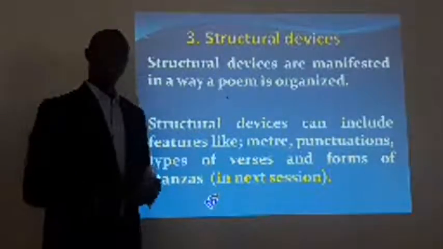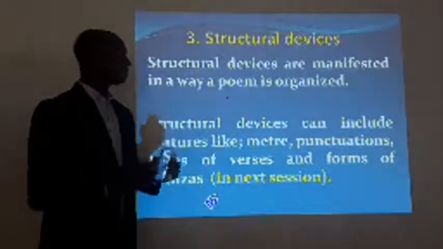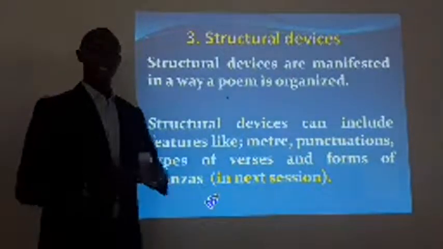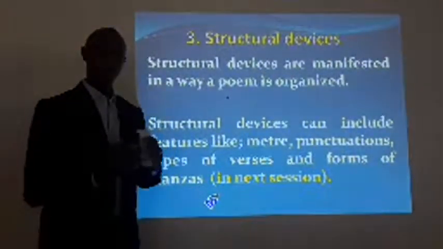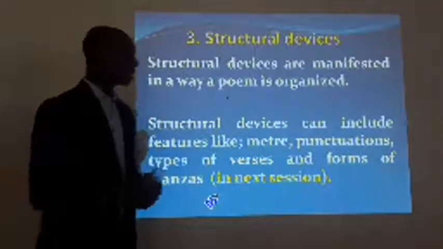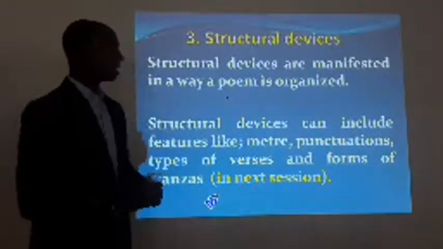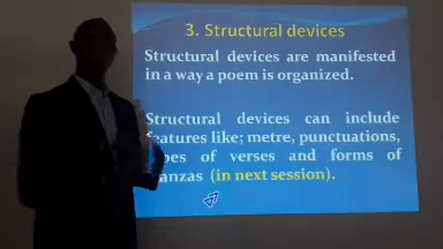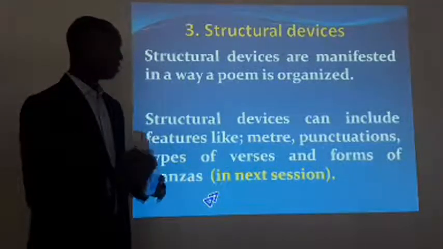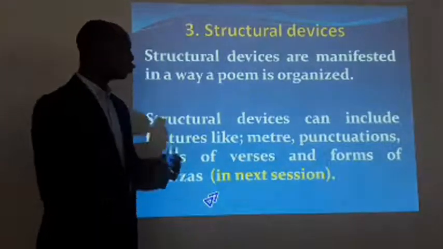The last category of poetic devices is structural devices. Structural devices are manifested in the way a poem is organized. Don't forget that despite a poem being meant to be read aloud, recited or sung, it must have a certain form, meaning the way it is organized. The features that help in organizing a poem include meter, punctuation, and the verses. How do we get a verse?